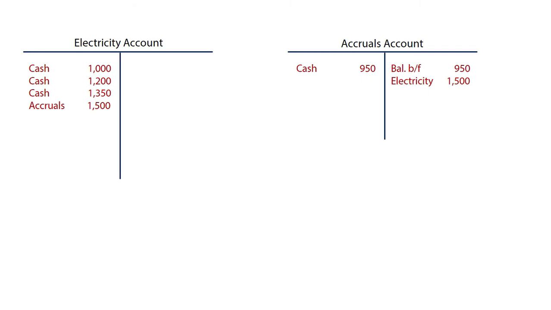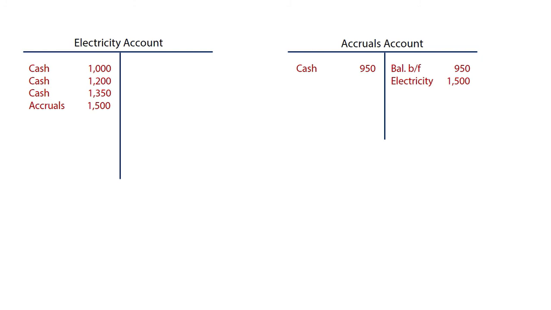There were payments of $1,000 made. So we debit the electricity account as an expense account in the name of cash for $1,000. Another payment of $1,200 was made. So we debit it in the name of cash for $1,200. The third payment of $1,350 gets debited to the electricity account in the name of cash.